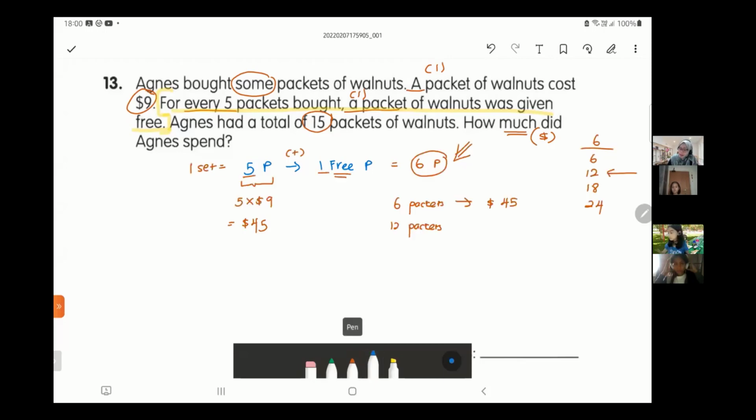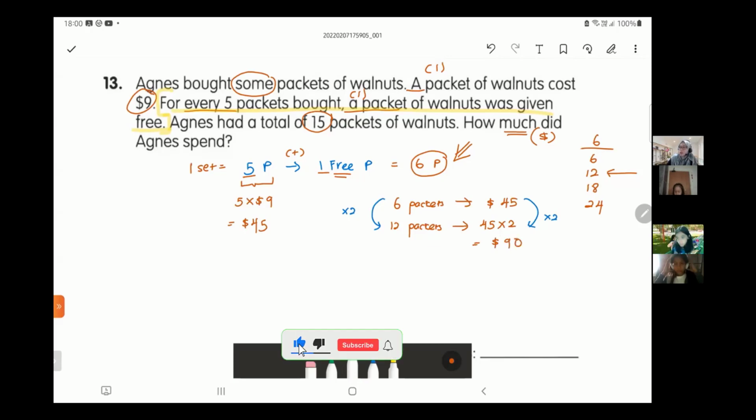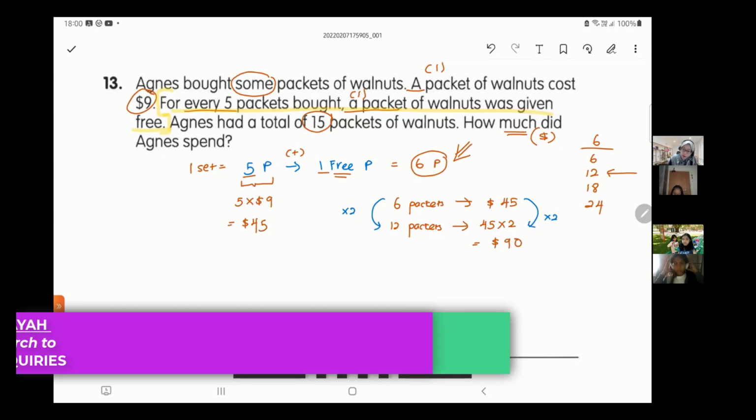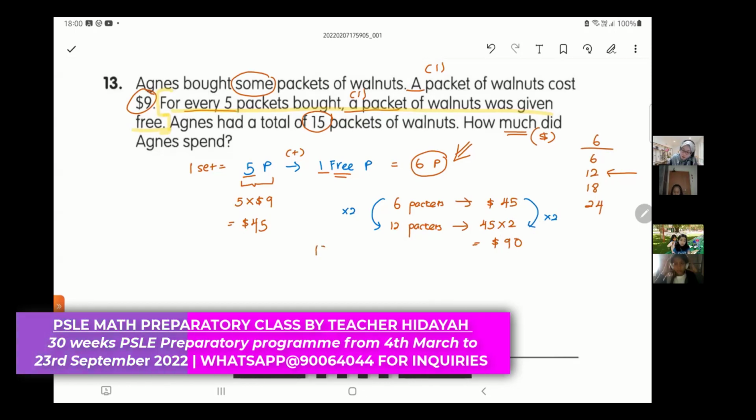If 6 packets is $45, then 12 packets will be, what you need to do is from 6 to 12, I times 2. 6 times 2 becomes 12. So over here, I must also times 2. Okay? So you take 45 times 2 equals to $90. All right. Now, do I get my 15 packets? No, I only get 12 packets. I want 15 packets.